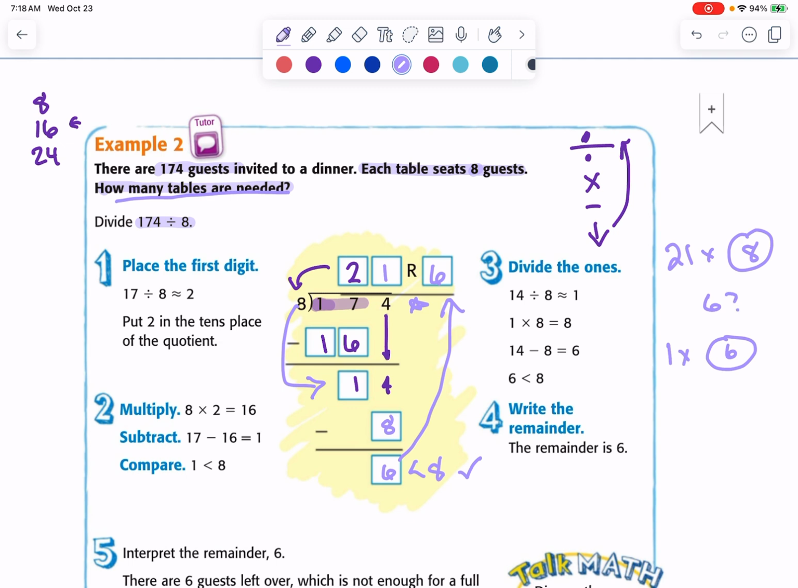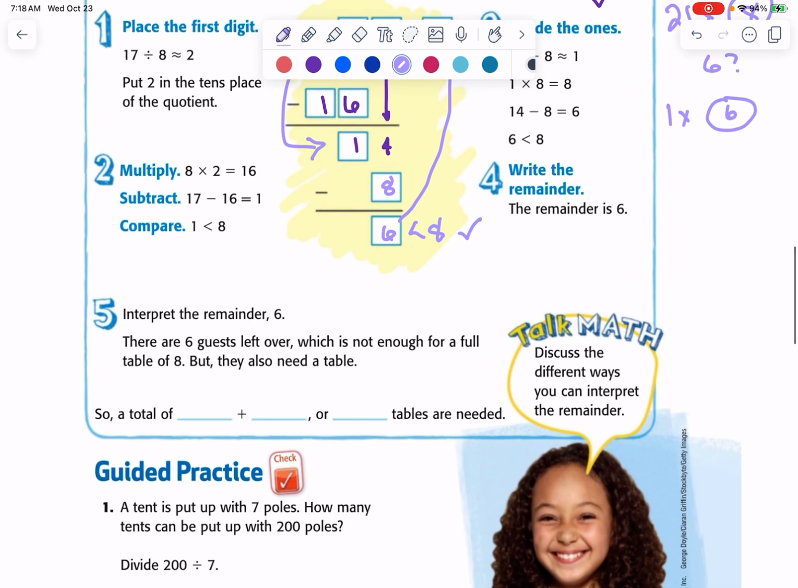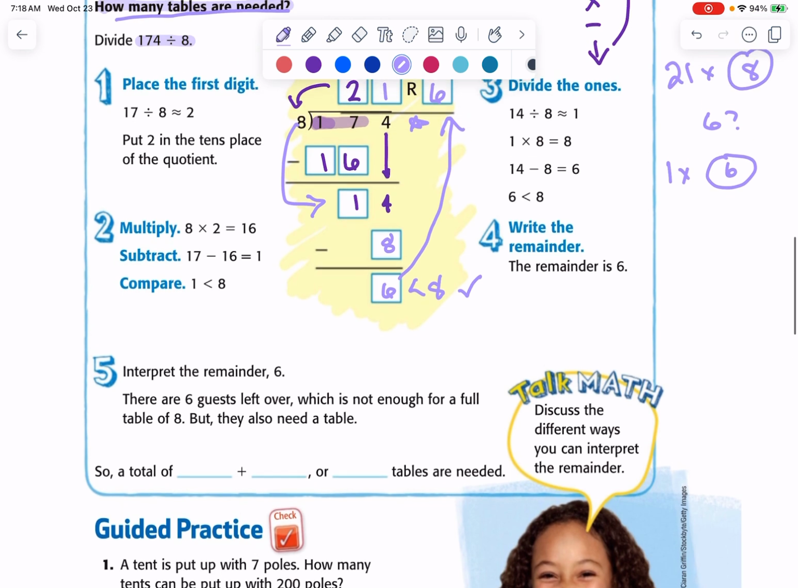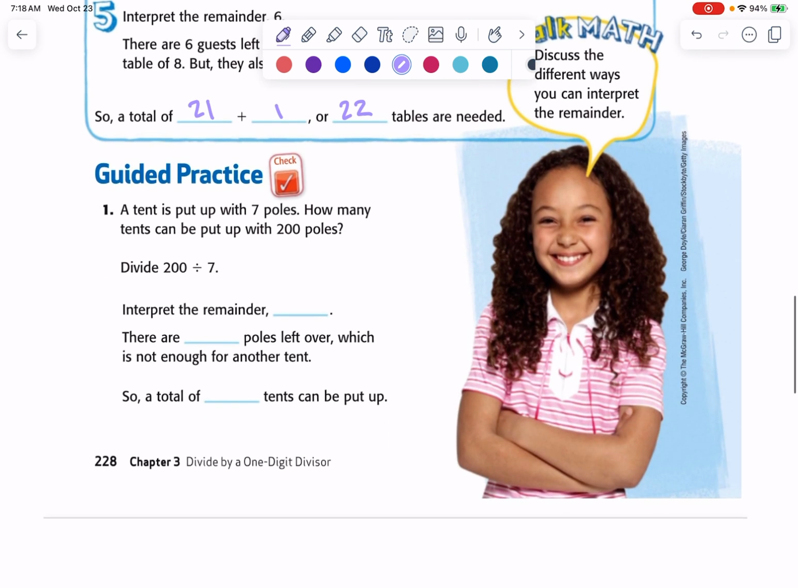Okay? All right, so let's take a look at that. So we have a total of 21 tables plus 1 more because we're not sending our remainders home. We like them too. So we need 22 tables, okay? Even though they're not all full, we're not going to send our guests home. That would be rude. All right, let's try another one.